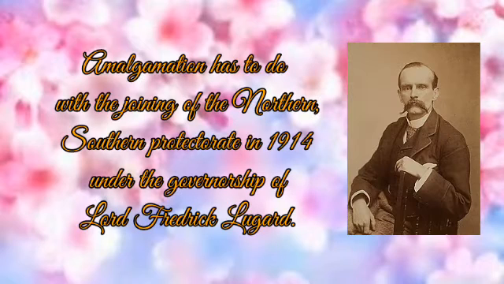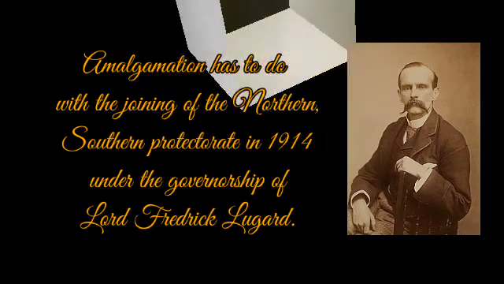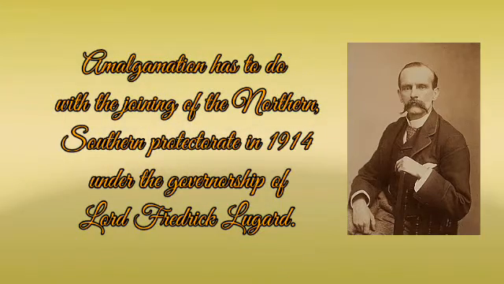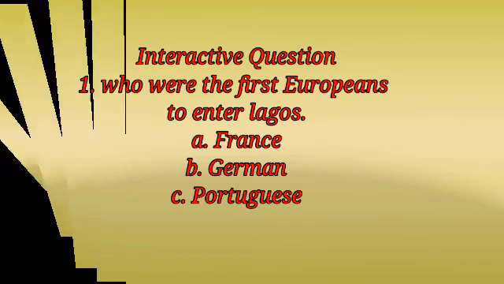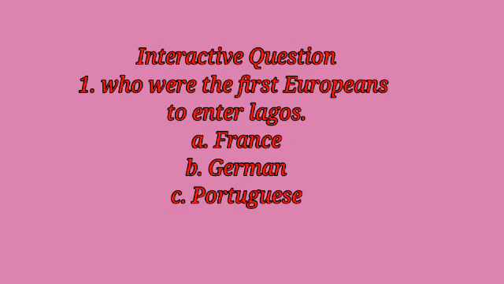Amalgamation has to do with the joining of the Northern and Southern Protectorate, which took place in the year 1914 under the governorship of Lord Frederick Lugard. So the Southern and the Northern Protectorate were joined together with the colony of Lagos to make one Nigeria. Now, let's look at some interactive questions before we go.